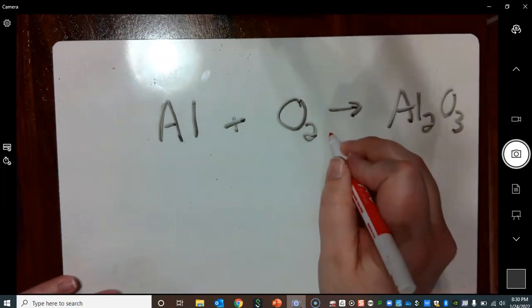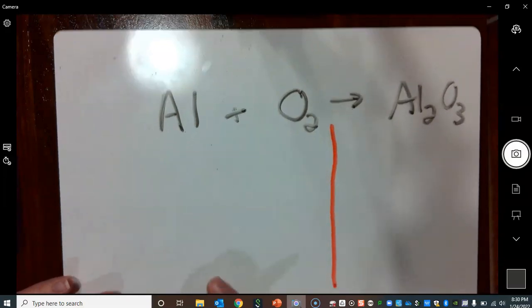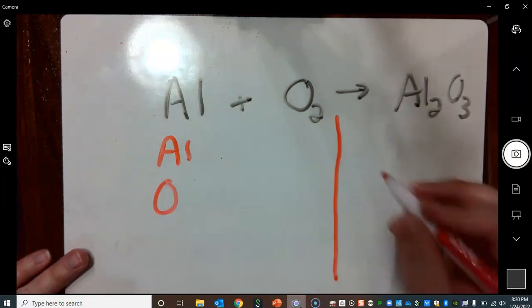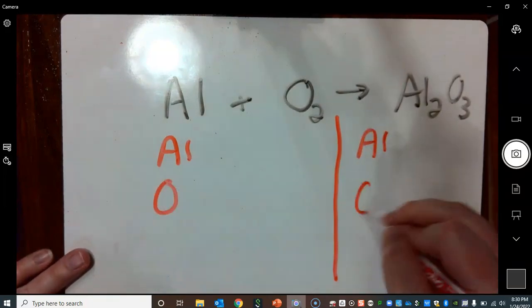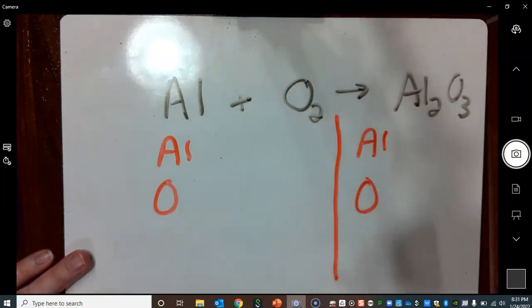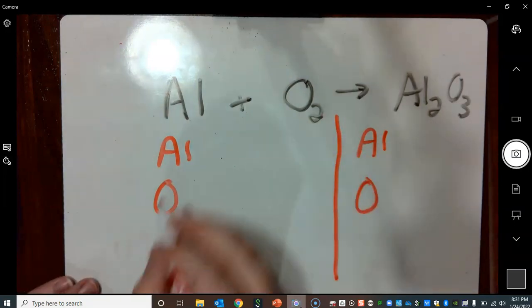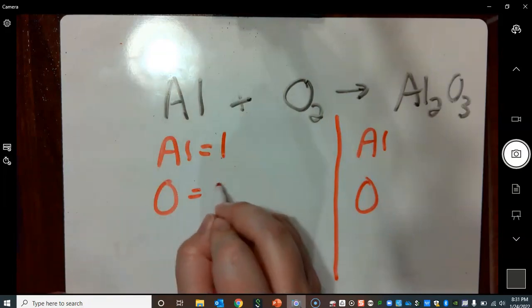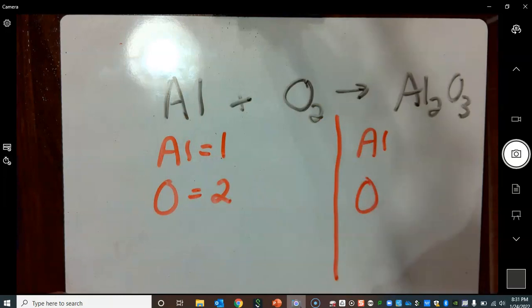Now, some people like to balance using the inventory method. What that means is that I'm going to keep an inventory or some kind of tally of how many atoms of each type I have on both sides. And I like to draw that line down the middle to show where the dividing line is, right below the arrow. All right, so at the moment, I have 1 aluminum atom on the left, and I have 2 oxygen atoms since it's O2.